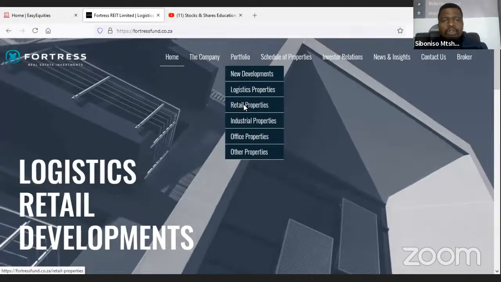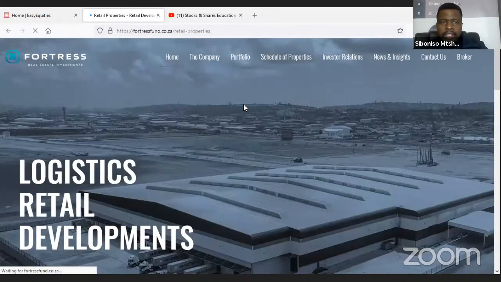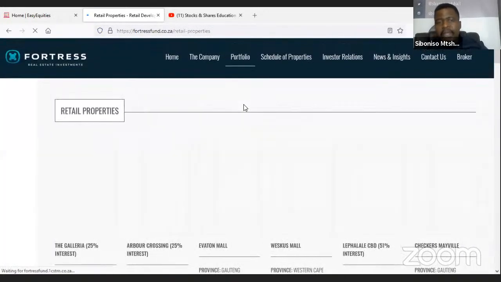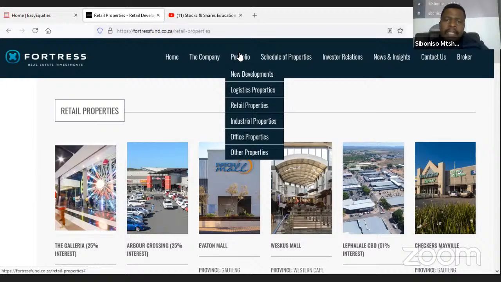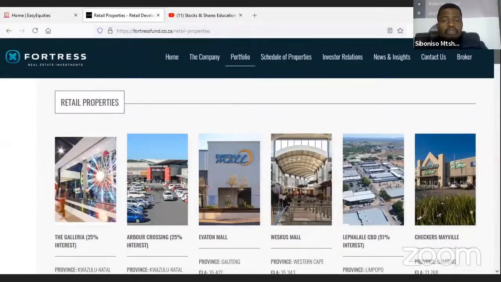All right, so let's come to this. For instance, I'm opening the Fortress. I'm making an example here. As you can see, this is the Fortress Fund. That is actually 2 rand something for now. Some of these developments, remember this portfolio has got logistics, industrial, retail, office parks, and so forth. So those are the few things that I actually need you to understand.